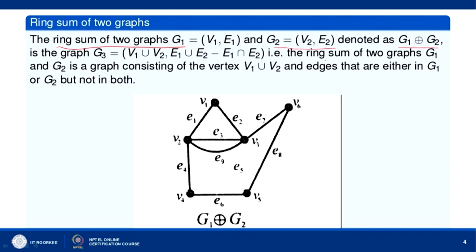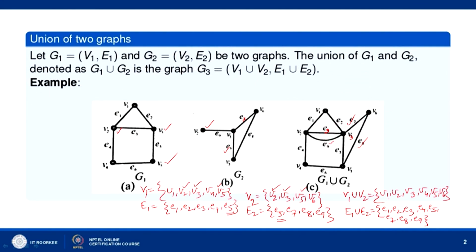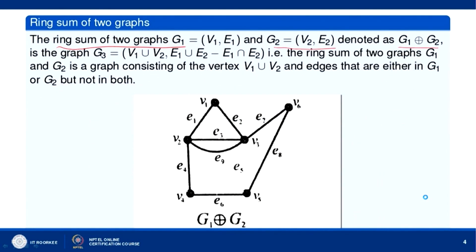So, that gives us the ring sum of two graphs G1 and G2. Let us see here, B1 union B2, as in this example, was B1, B2, B3, B4, B5, B6. So, B1 union B2 is equal to B1 B2 B3 B4 B5 B6. And what is E1 union E2 minus E1 intersection E2?